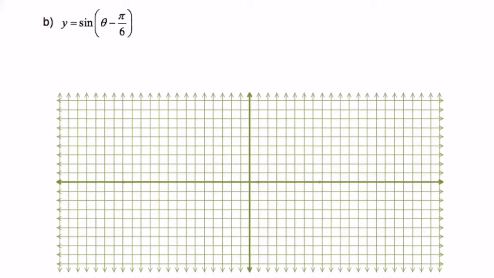Y equals sine of theta minus pi over 6. So this time, because it's minus, I know this is going to the right, and it's pi over 6. So that is the phase shift, right pi over 6. Key points are always, at this point anyways, pi over 2 apart.